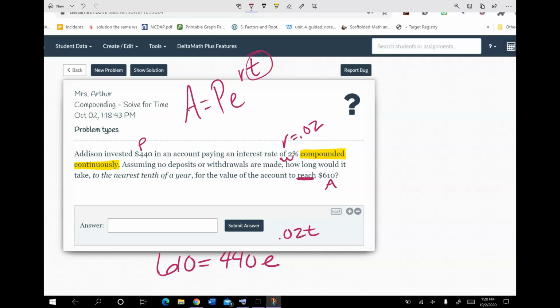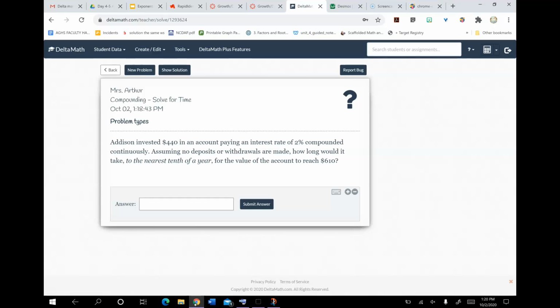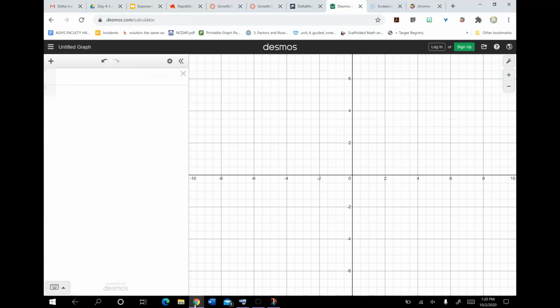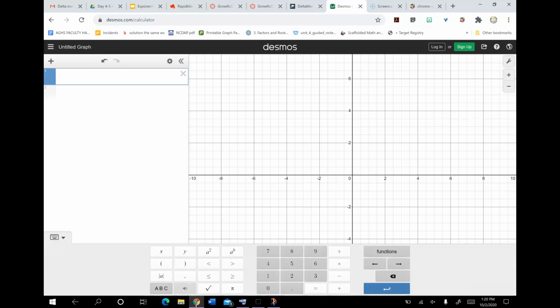So when you're missing something besides your A, this is where you do left-hand side line 1, right-hand side line 2. Okay? So we've got to find the intersection. So let's find the intersection. We're going to go back to Desmos, and we're going to type left-hand side line 1, right-hand side line 2.